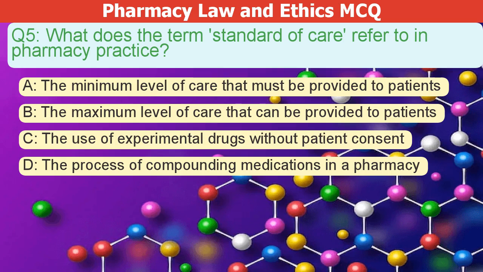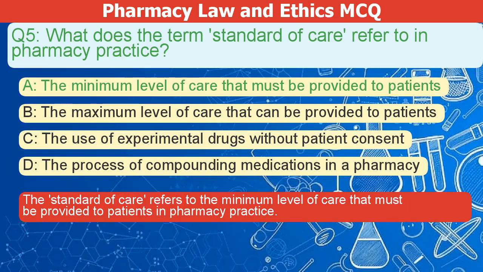What does the term standard of care refer to in pharmacy practice? A. The minimum level of care that must be provided to patients. B. The maximum level of care that can be provided to patients. C. The use of experimental drugs without patient consent. D. The process of compounding medications in a pharmacy. The correct answer is A. The standard of care refers to the minimum level of care that must be provided to patients in pharmacy practice.